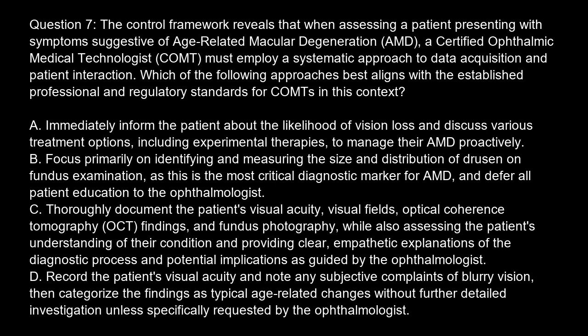Option C. Thoroughly document the patient's visual acuity, visual fields, optical coherence tomography (OCT) findings and fundus photography, while also assessing the patient's understanding of their condition and providing clear, empathetic explanations of the diagnostic process and potential implications as guided by the ophthalmologist. Option D. Record the patient's visual acuity and note any subjective complaints of blurry vision. Then categorize the findings as typical age-related changes without further detailed investigation, unless specifically requested by the ophthalmologist.